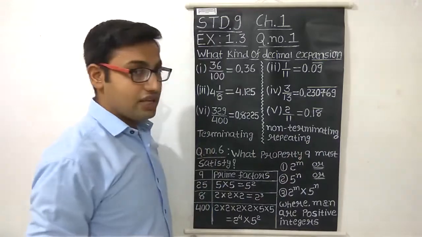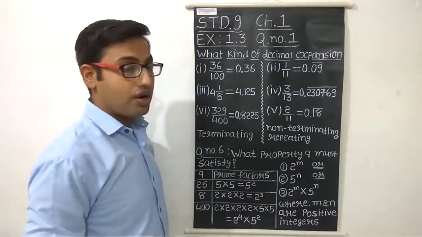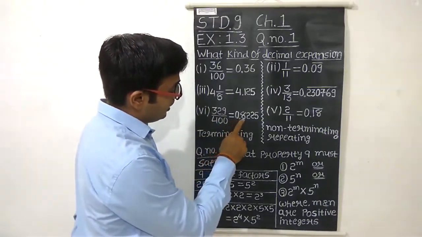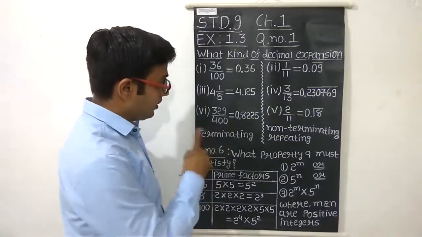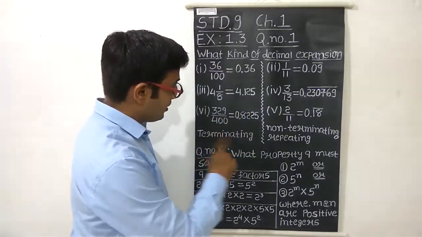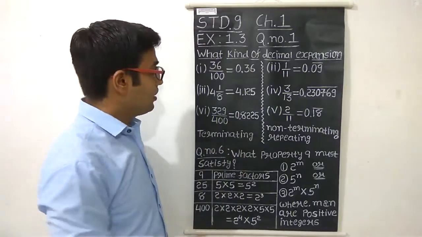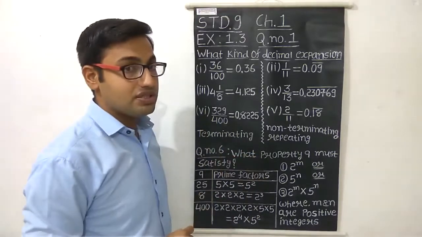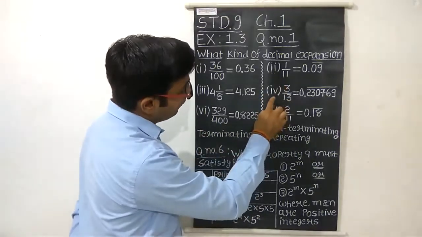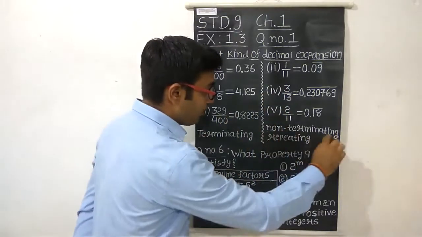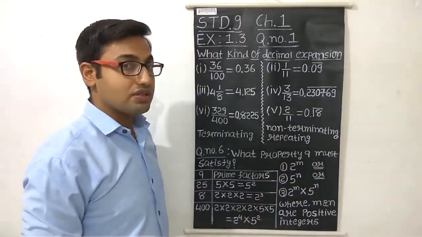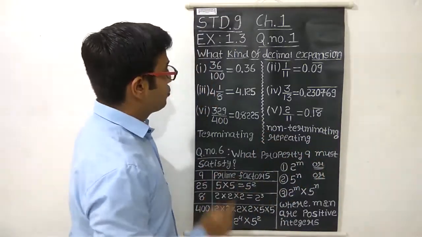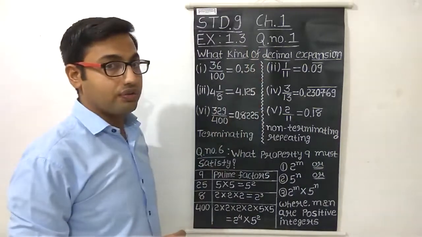And the sixth one, the last one, is 329 upon 400. By dividing 329 by 400, we get the answer 0.8225. Here the remainder becomes 0. That is why it has a terminating decimal expansion. So the first one, third one and sixth one have terminating decimal expansions, and the second one, fourth one and fifth one have non-terminating repeating decimal expansions. We can also say non-terminating recurring, right? So this is the answer to question number 1.